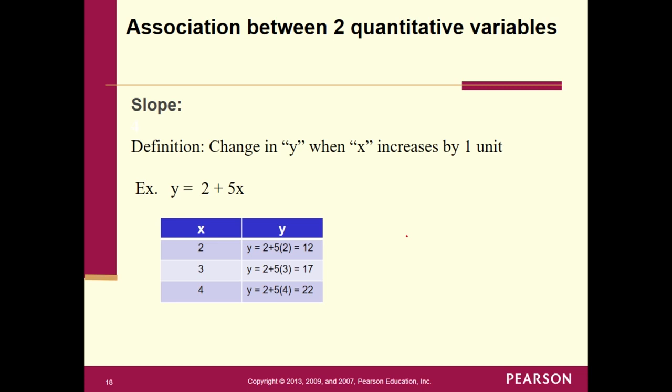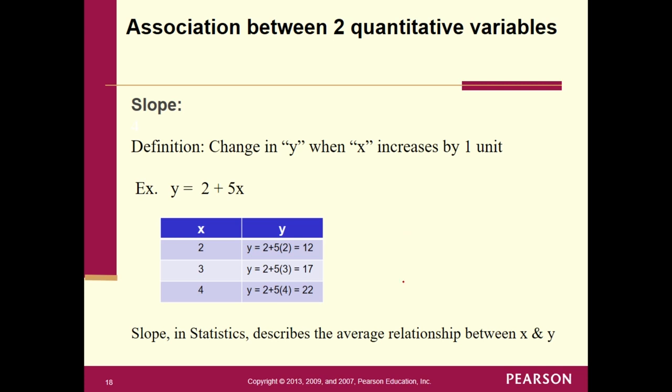Okay? And so, what does that mean with regards to statistics? Well, the slope in statistics describes the average relationship between x and y. That's why it's so important to focus in on it. This is telling us the average relationship between x and y. And what tells us how strong that relationship is? Correlation coefficient. So the average relationship between x and y is described by the slope of our regression line. Okay? And correlation tells us how strong that relationship is.